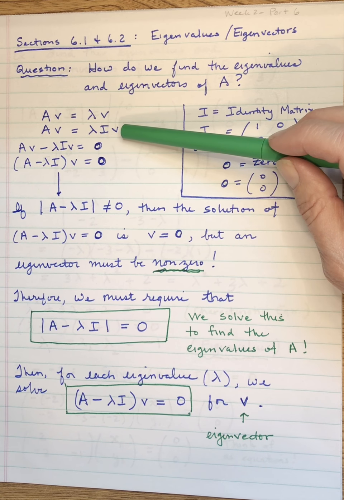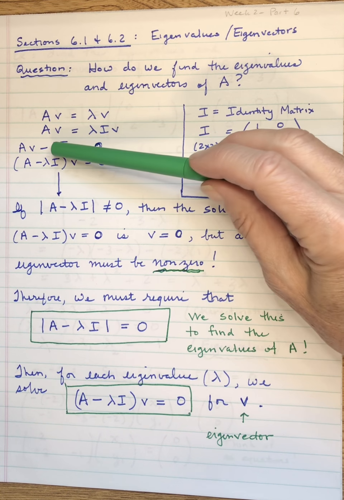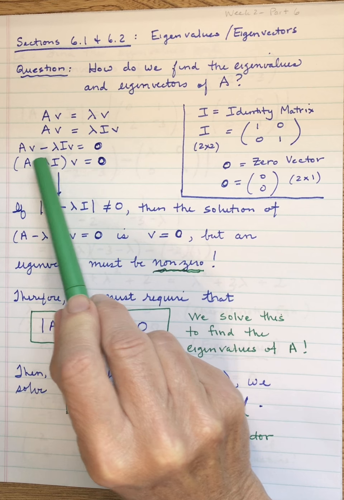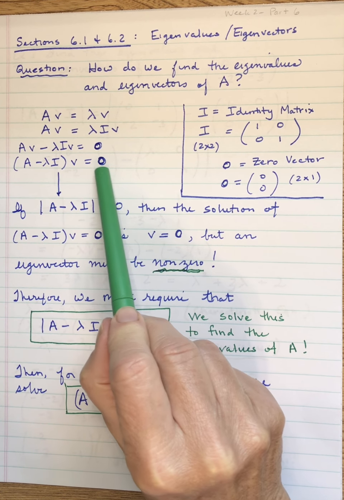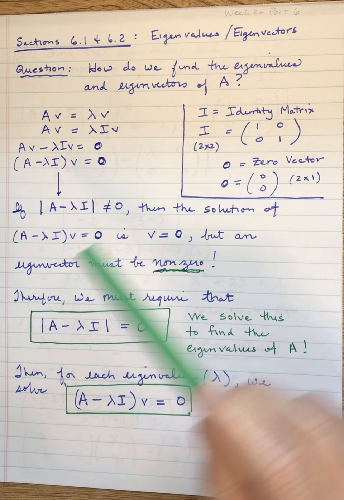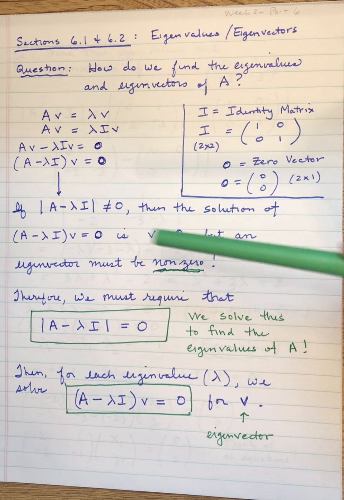Now notice if we move all the expression here to the left-hand side, we get this. Both terms have a vector v, which we can factor out, and this just leaves the 0 vector. So 0 represents the 0 vector. If you're thinking about a 2 by 1 size, we're just talking about the vector 0, 0. So that's what that stands for.